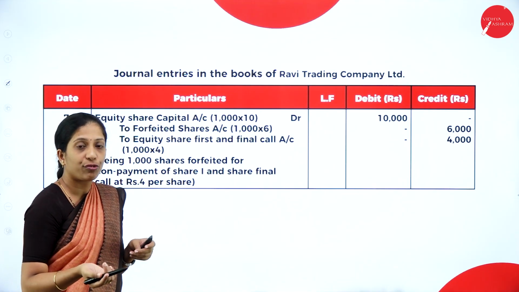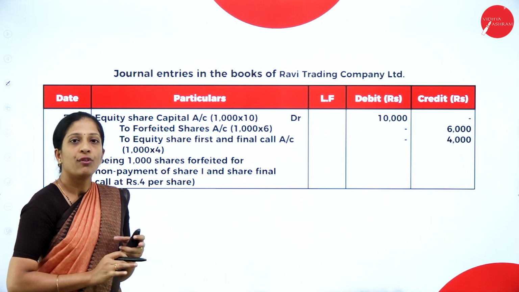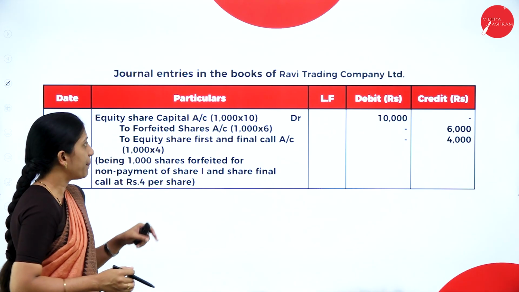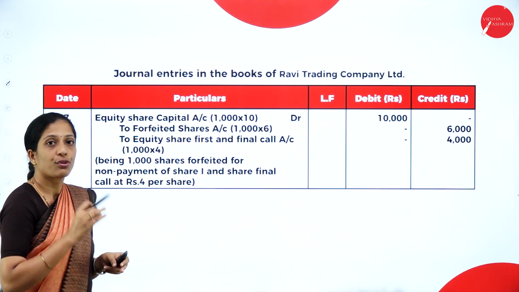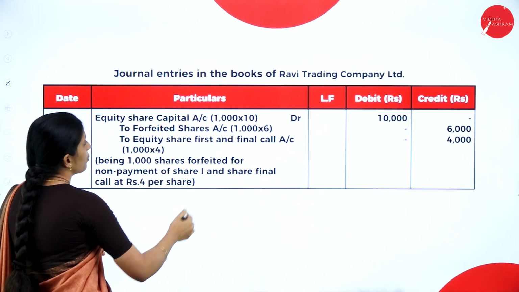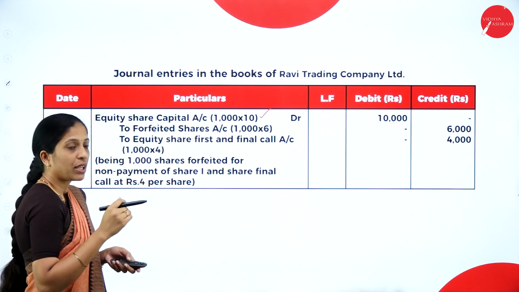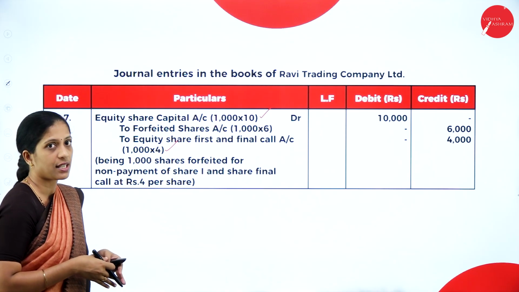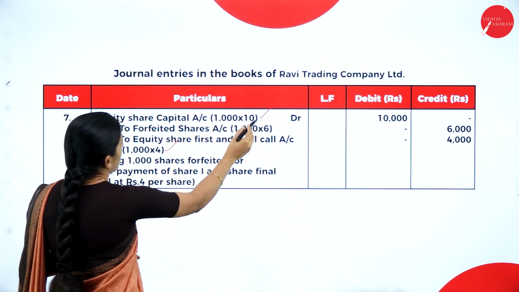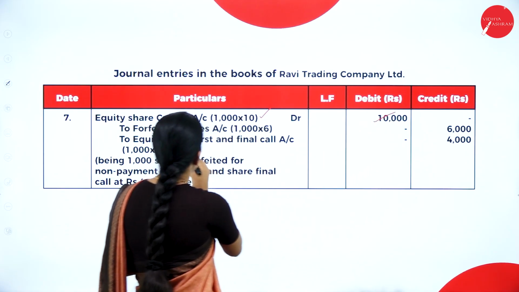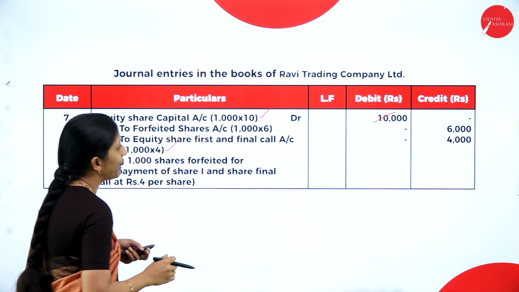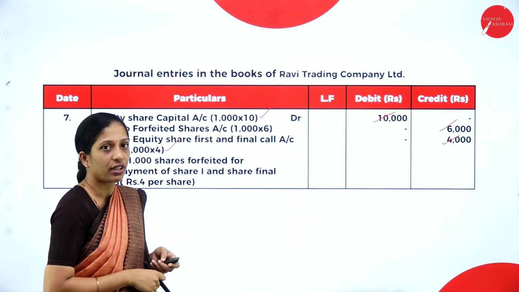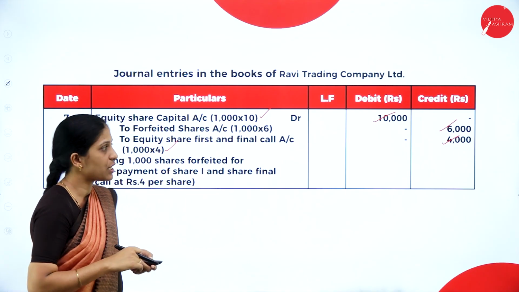Now come to the next entry, forfeiture. So how many shares we have to forfeit? 1000 shareholders have not paid first and final call money. So we have to forfeit their shares. So your entry will be equity share capital account debit to forfeited shares account and to equity share first and final call account. So 1000 into whole share value is 10 rupees, out of which 4 rupees we did not receive, correct? Which means that 6 rupees we have received. So 1000 into 10, that will be 10,000, where we have not received 4 rupees on first and final call money, it will be 4,000, and remaining 6,000 we have received, which has been transferred to forfeited shares account. Same as your earlier situation.